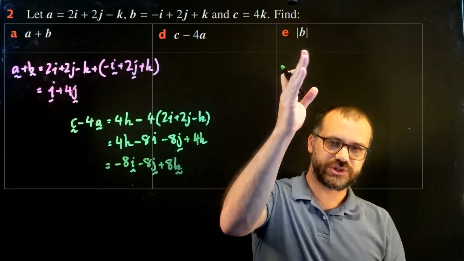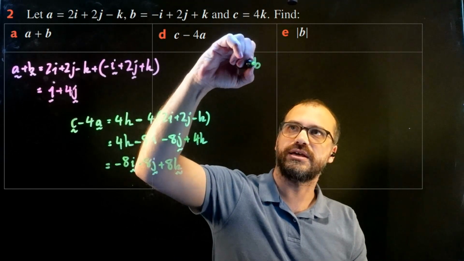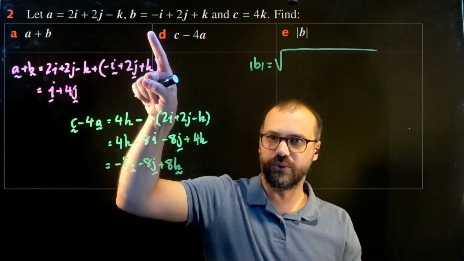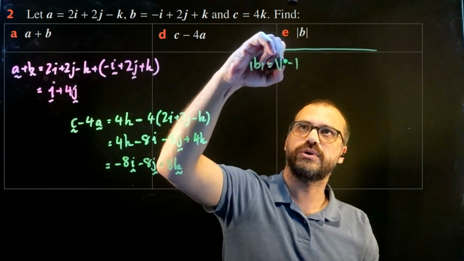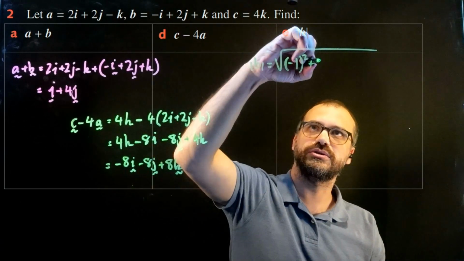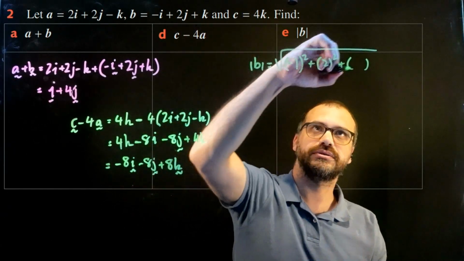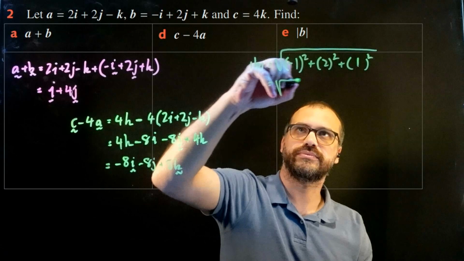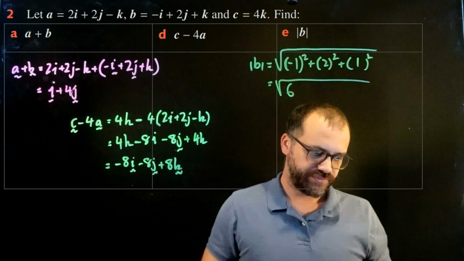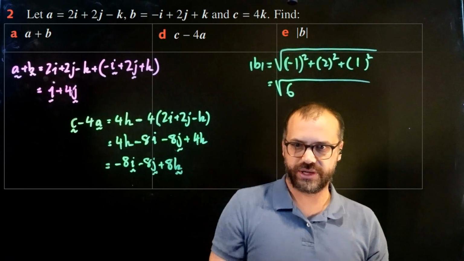Okay, finally, last question. We're looking for the magnitude of b. Now, it works exactly the same as it does in 2 dimensions. We are doing the square root of all of these bits. So it's negative 1 squared plus positive 2 squared plus 1 squared. All right, that's the same as 1 plus 4 plus 1, which is 6. The answer is root 6. Bit strange to have this big long thing, but hey, whatever. All right, there are 3 questions done.